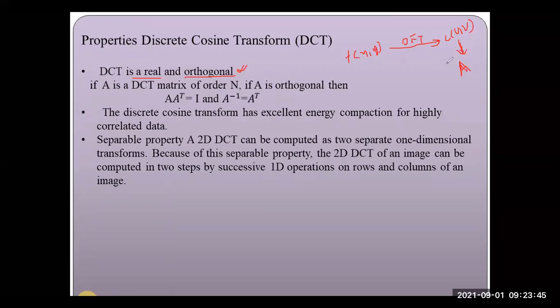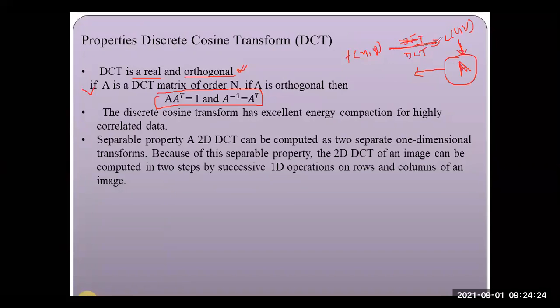Now what is the property of this one? The first property of this matrix A is that it will be real and it will be orthogonal. Now if this matrix is orthogonal, then this condition should be true. What is the condition? A into A transpose should be an identity matrix. Similarly, A inverse should be equal to A transpose. This is the orthogonal property. Here, this point you have to remember. क्या आपको देखना है? जब कभी भी आप इमेज को DFT करें, it will be DCT, discrete cosine transformation.